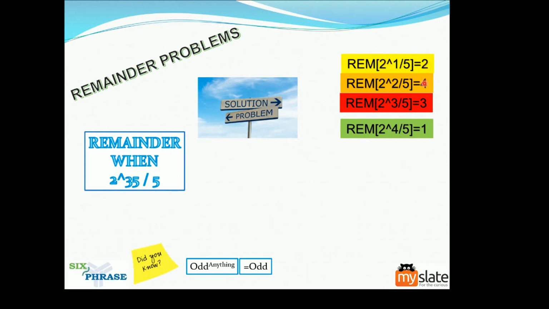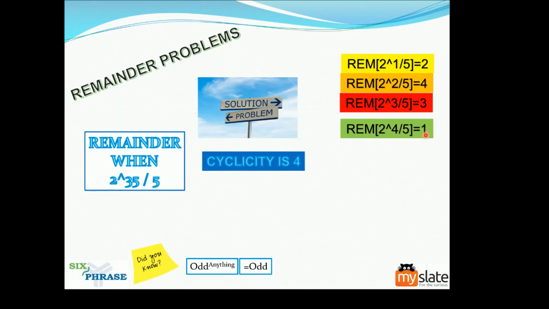Now if I do the next one, 2 power 5 divided by 5, what do you think will be the answer? 2 power 5 divided by 5 will again be 2. The remainder of 2 power 6 divided by 5 will be 4. The remainder of 2 power 7 divided by 5 will be 3. The remainder of 2 power 8 divided by 5 will be 1. So this cycle keeps repeating.